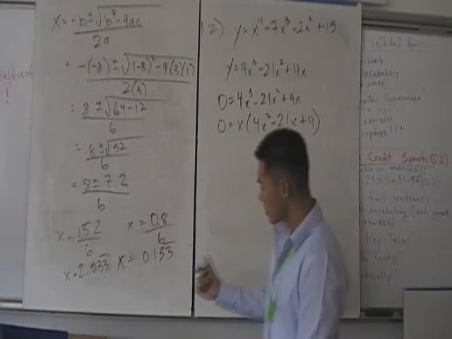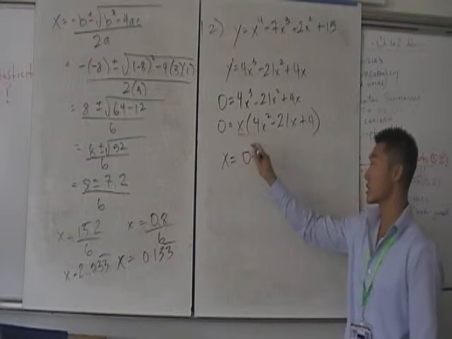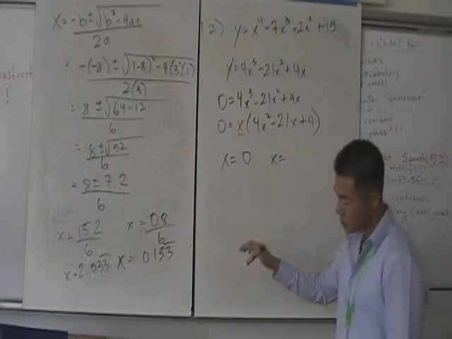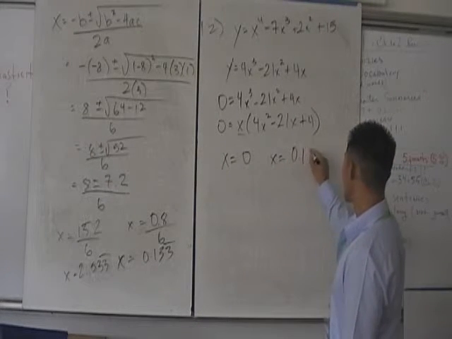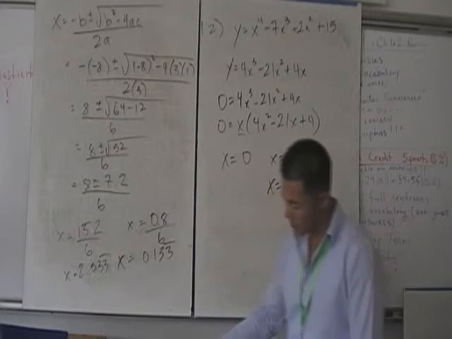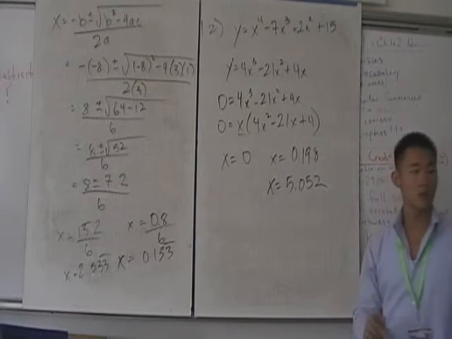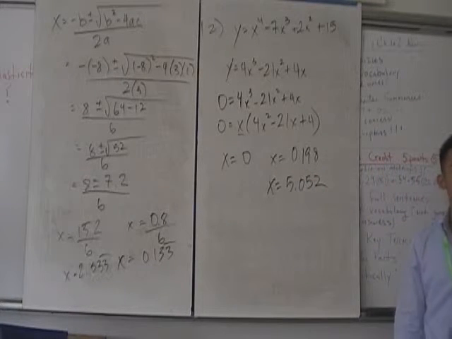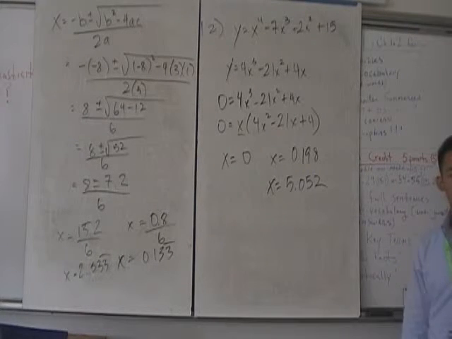So your answers are 0, right? Because don't forget about this one right there. 0.198 and 5.052. Alright, any questions there? So you use the quadratic formula to do that.